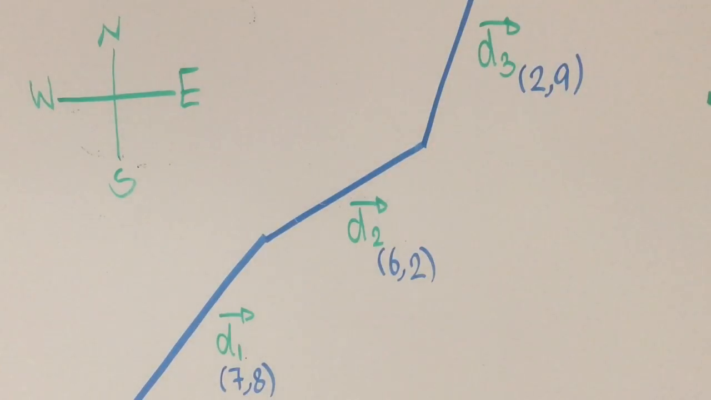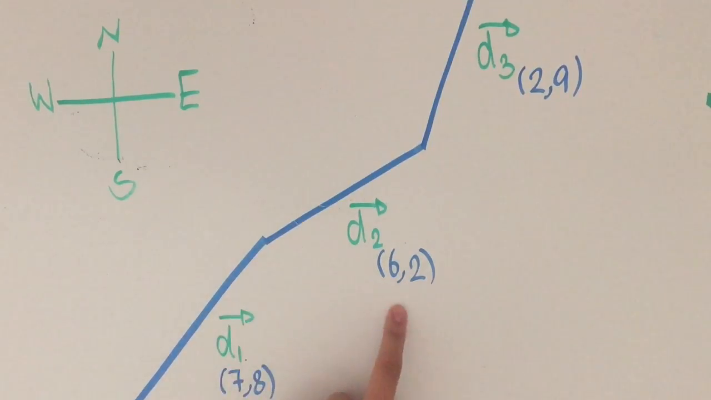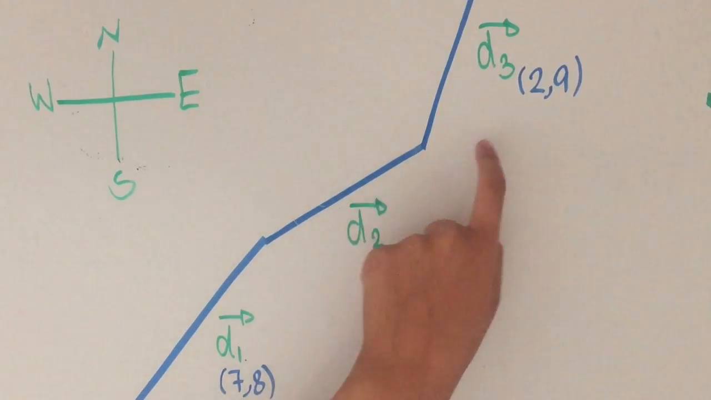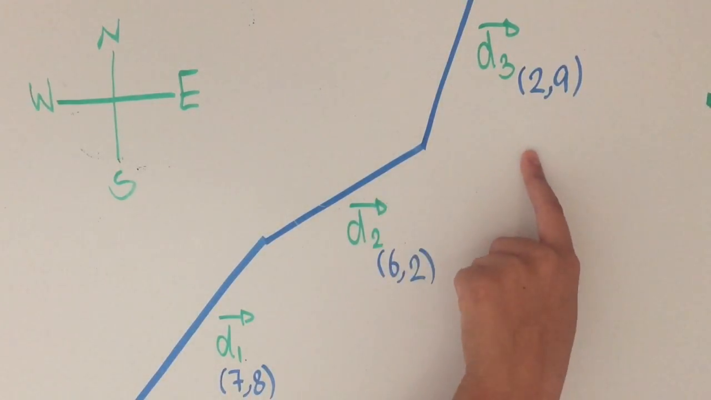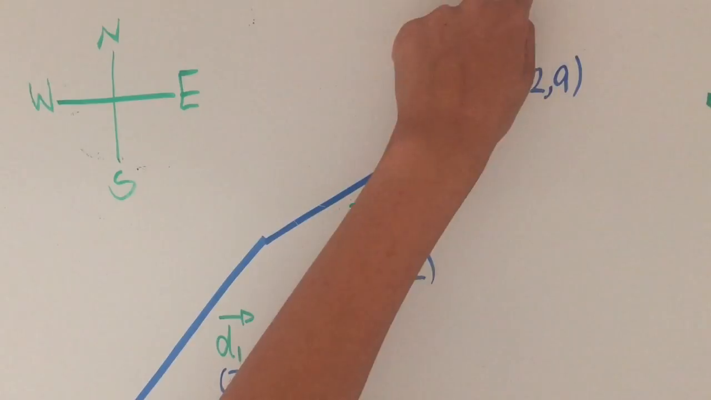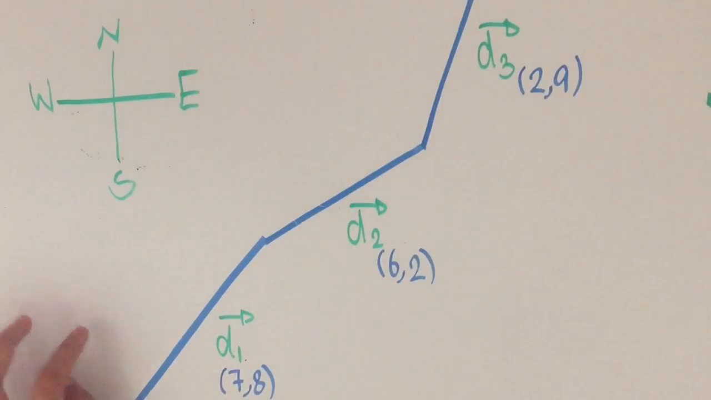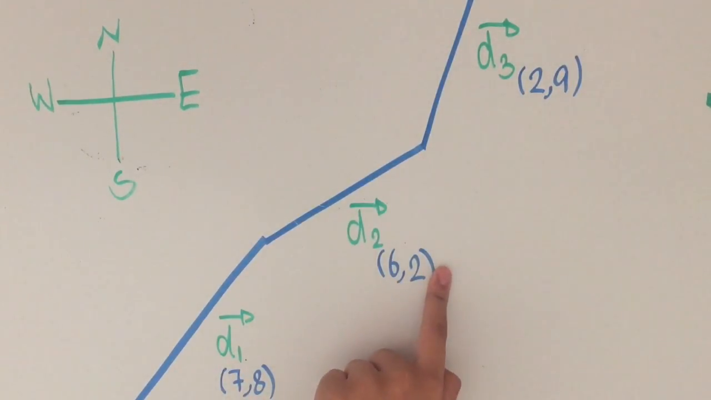So from the question we know that on day 1 he walked 7 kilometers to the east and 8 kilometers to the north. On day 2 he walked 6 kilometers to the east and 2 to the north, and on day 3, 2 kilometers to the east and 9 kilometers to the north. So these are the distances given on each specific day of his journey.